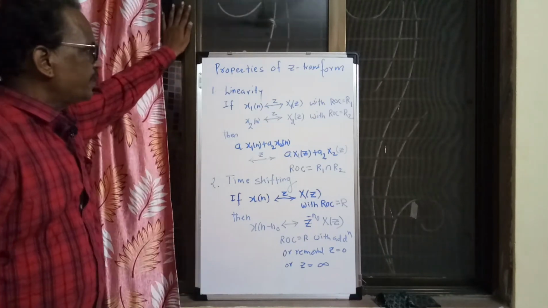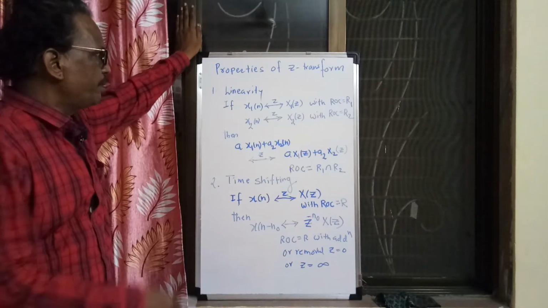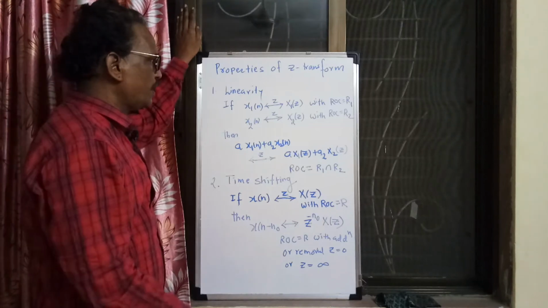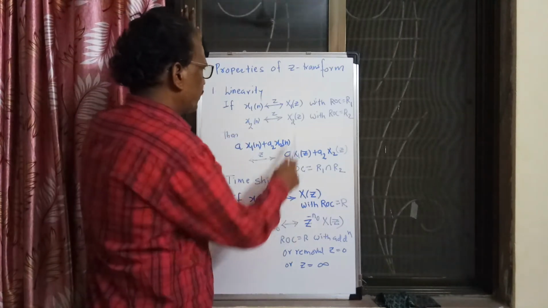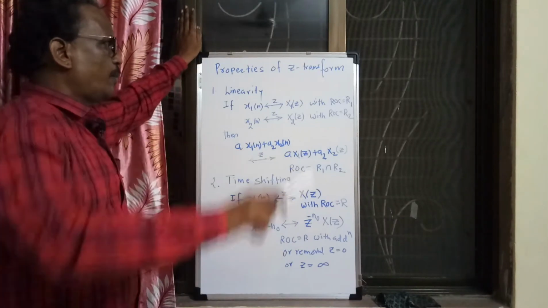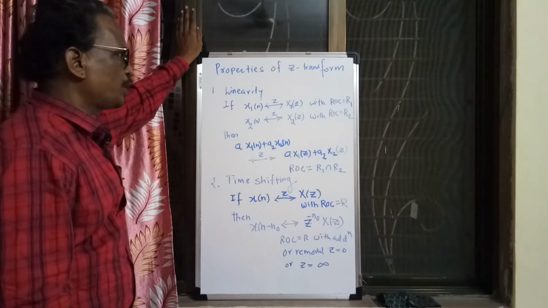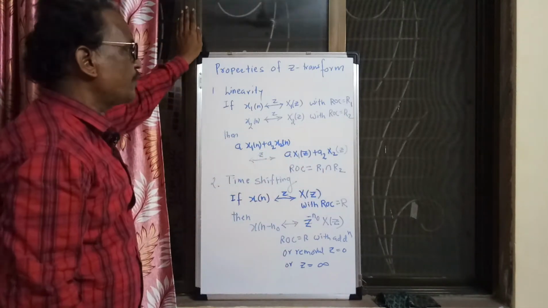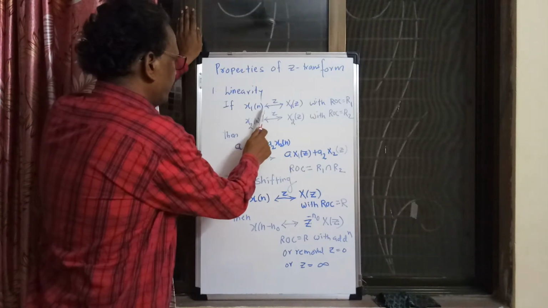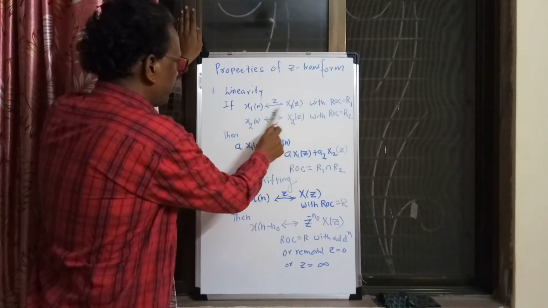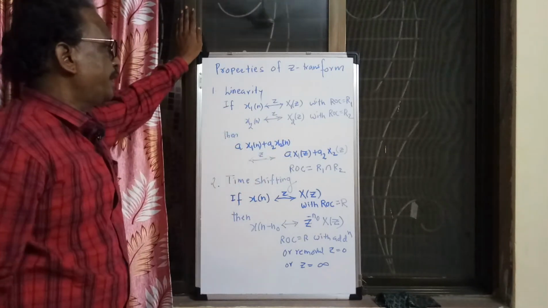The first property is linearity. Like the Fourier transform, the explanation is the same. If you are having two sequences, let us say x1 of n, the Z transform is x1 of z with ROC R1. That is, the set of values of z at which the Z transform of x1 exists. x1 of n has Z transform x1 of z, and the arrow indicates that the inverse Z transform is x1 of n.